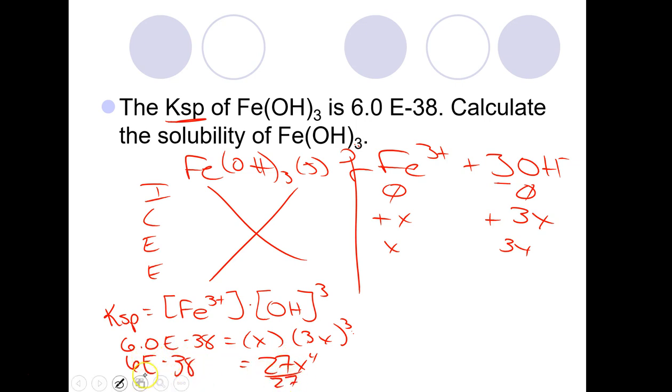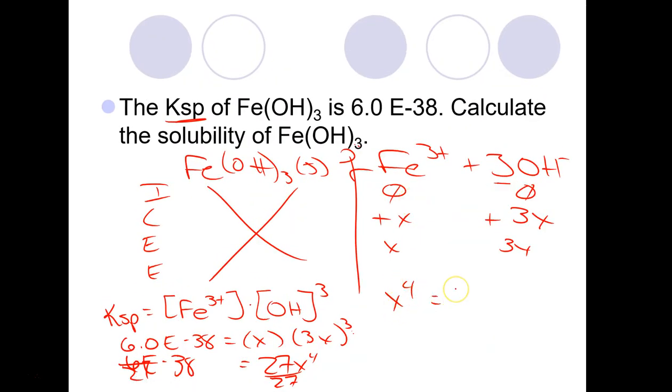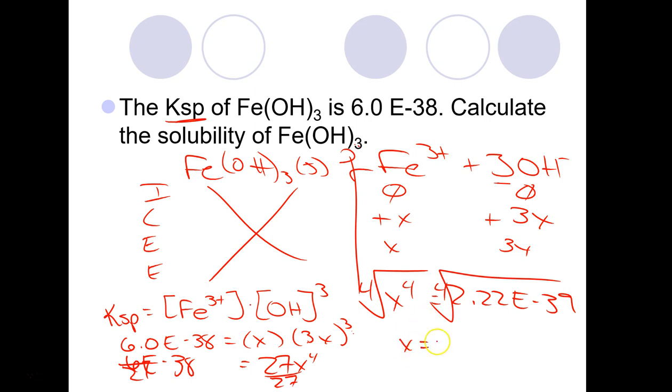Divide both sides by 27. I can't do that on here very well. So I got x to the 4th equals 2.2 e to the negative 39. I want to take a 4th root. And again, there is a special button on the graphing calculator, where you would type in a 4 and then the x root. Or you can raise this to the 0.25, 1/4 power. And if you need to know how to do this on your calculator, I can help you.